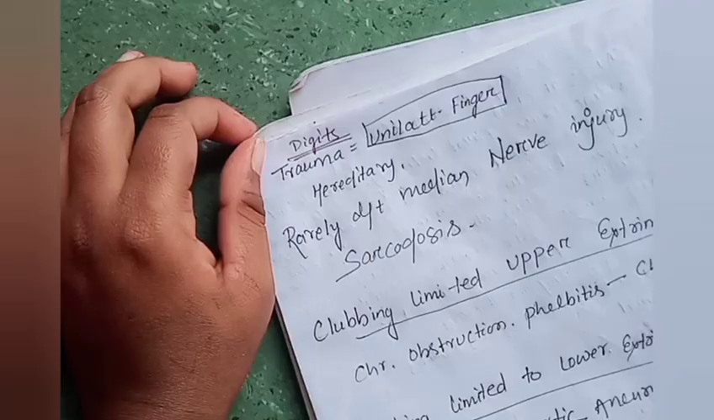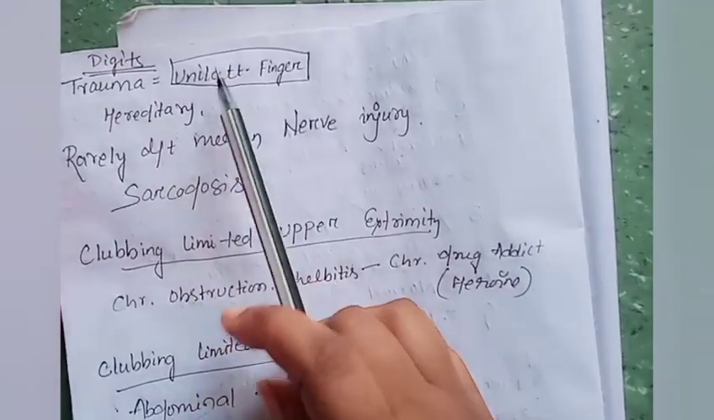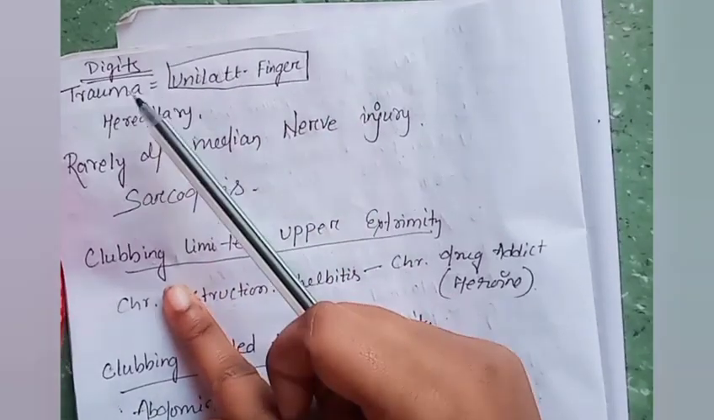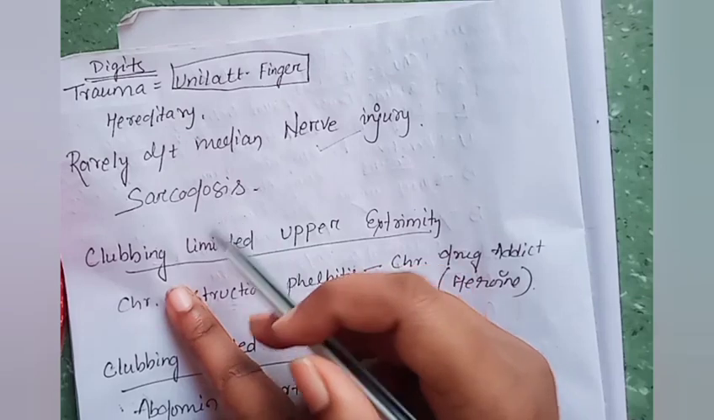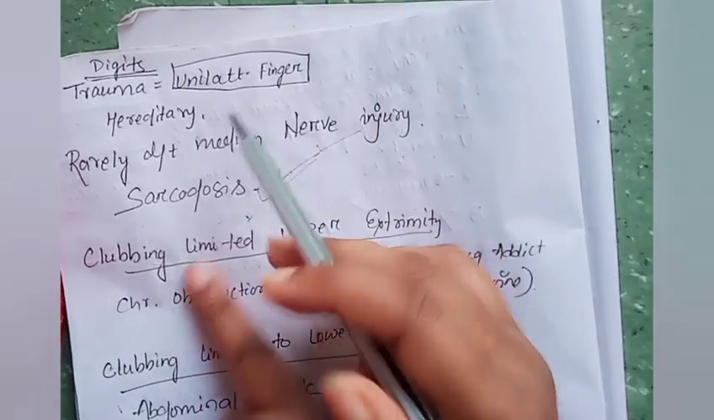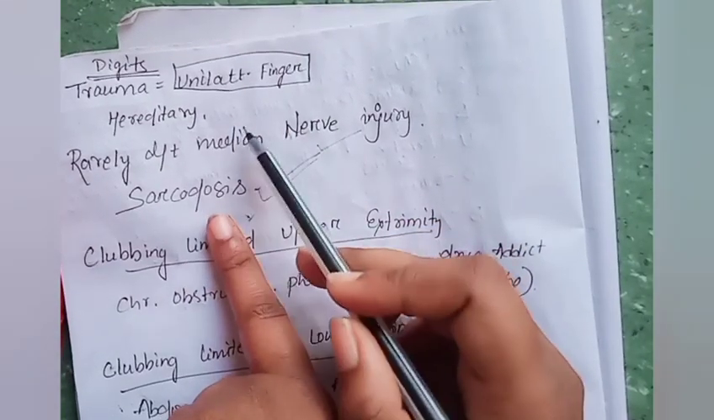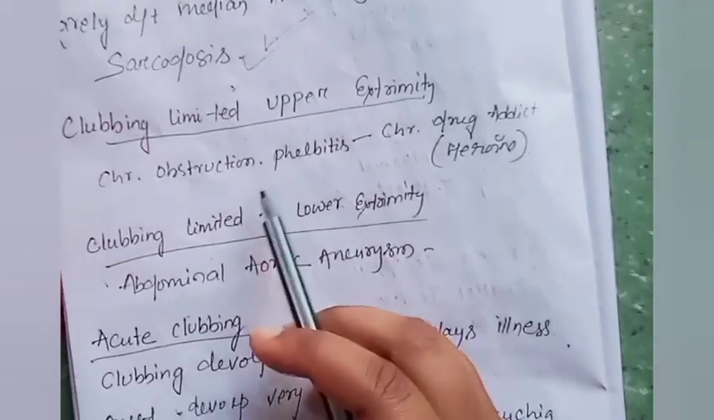Important. Okay, the other thing is that a single digit undergoes clubbing. If there is any type of trauma, it causes unilateral finger clubbing. It can be hereditary, or rarely due to median nerve injury. Sarcoidosis also causes it, and neoplasm. Sarcoidosis also causes digit, unilateral finger clubbing. Only one finger will be clubbed.